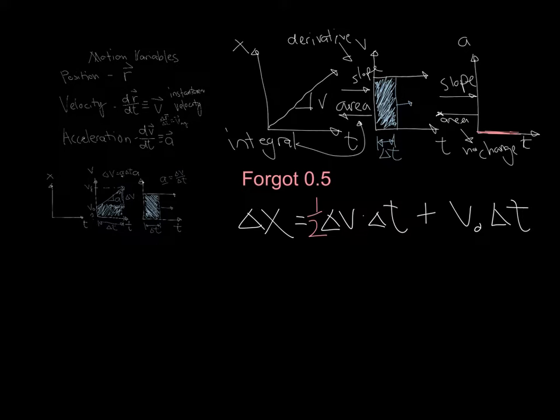This is essentially the contribution due to your acceleration, and this part is the contribution due to the fact that your object may have already been moving. Right? Okay, so from here, we can see that delta V is a variable in this case. It was actually a dependent variable, dependent on the acceleration.